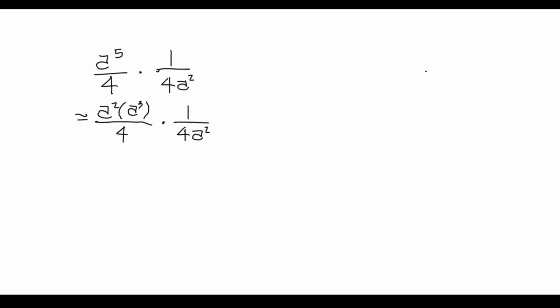Now, as you can see, we can already cancel out the a squared in the first expression's numerator and the second expression's denominator. So we can simplify directly by multiplying a cube times 1, which becomes a cube, divided by 4 times 4, which becomes 16. So a cube divided by 16 is the final answer.